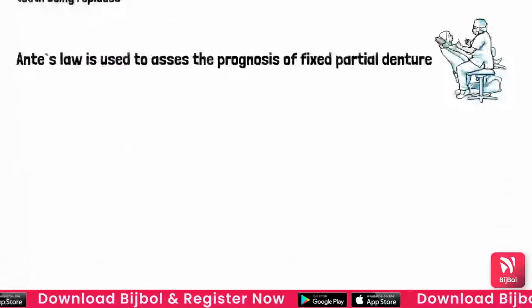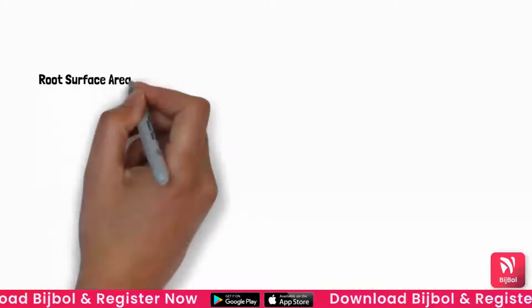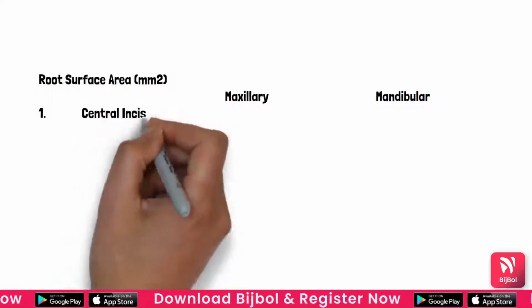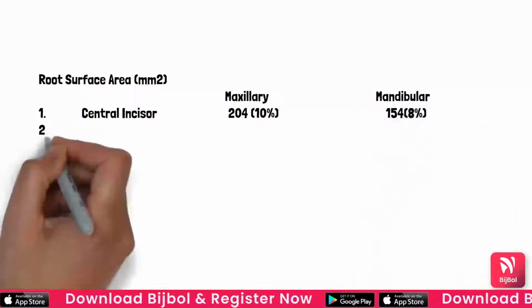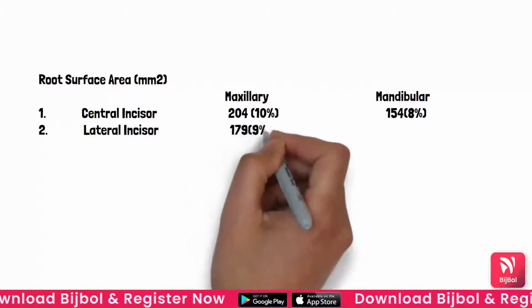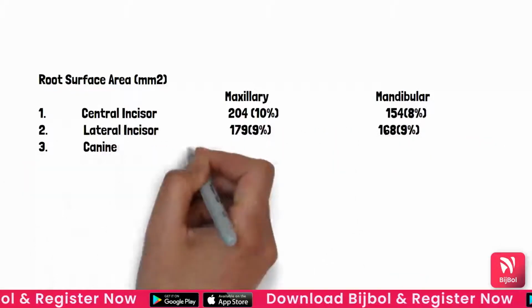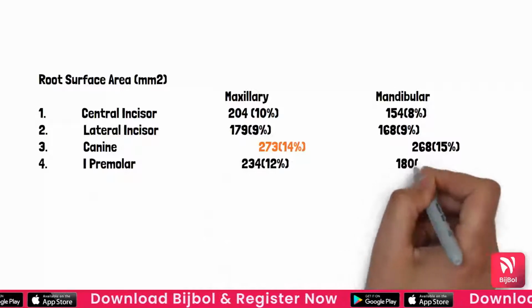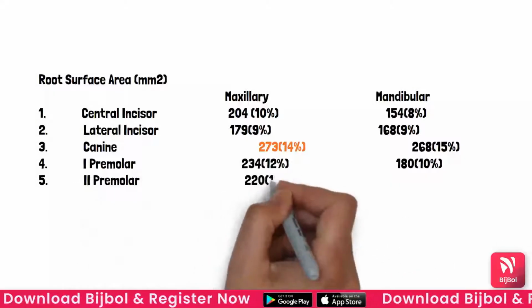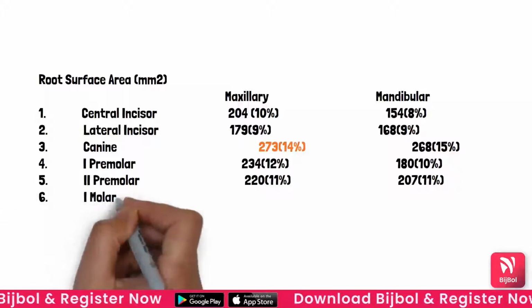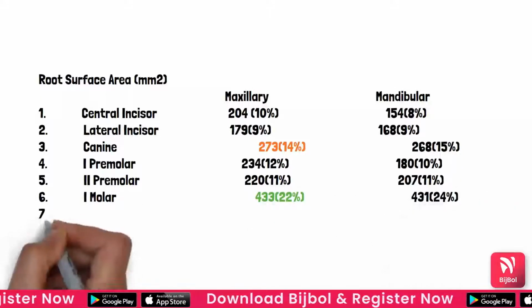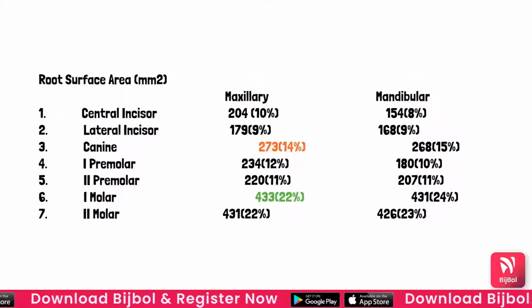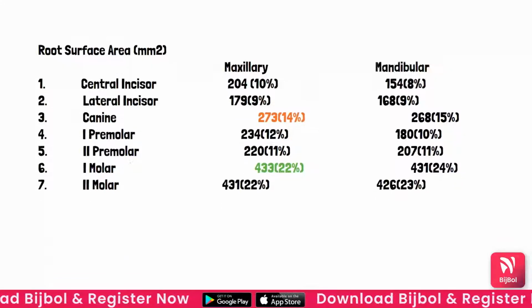Now coming to the root surface area, or the perisegmental surface area, a common average perisegmental area of common teeth. In anterior teeth, the maxillary canine has more perisegmental area compared to other anterior teeth. And among the posterior teeth, the maxillary first molar has more perisegmental area because it is a three-rooted tooth. So we have to have a basic idea of the average perisegmental area to understand how we can use it as an abutment.